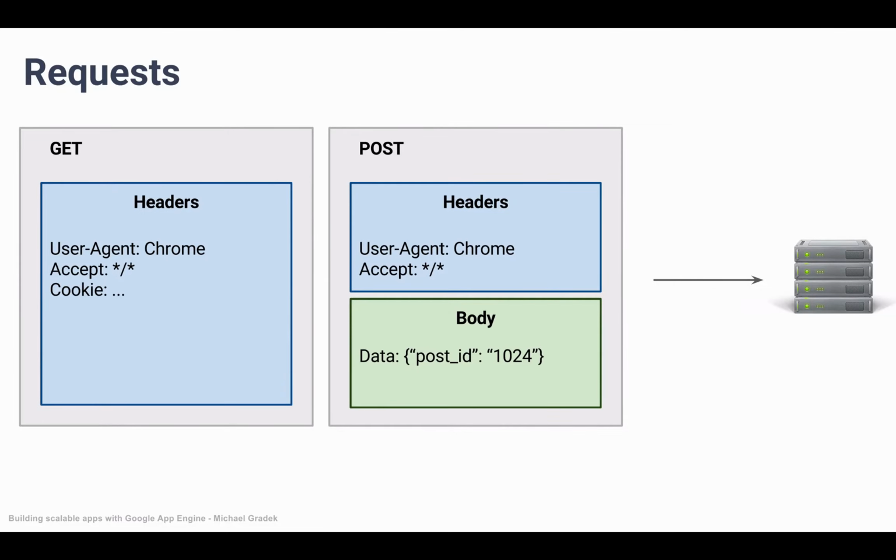Okay, so let's see what requests are. There are many types of requests, but the two main ones used all over the internet are GET requests and POST requests. Now there's a slight difference between both, okay? Every request has headers, but GET requests don't really have a body.